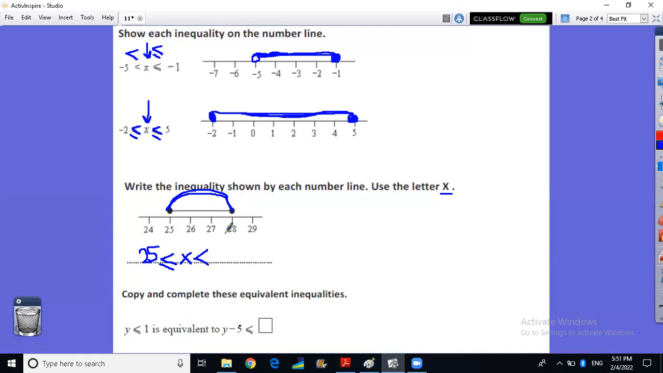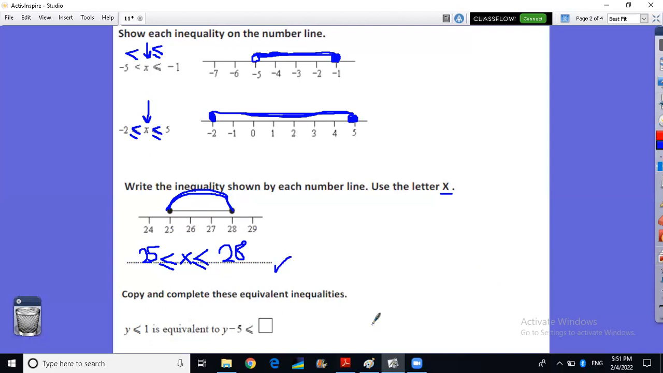Less than what? Oh, sorry, before continuing, it is a closed circle. The circle here is painted, it's shaded. So it's less than or equal to what? 28. So that's the inequality that is shown on the number line here: x is greater than or equal to 25 and less than or equal to 28.